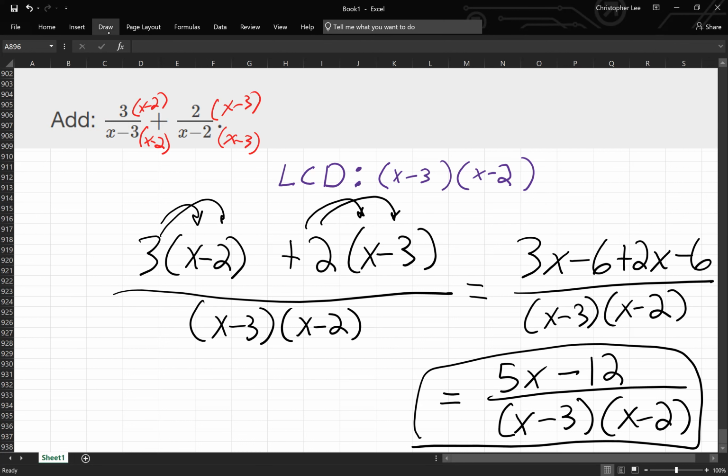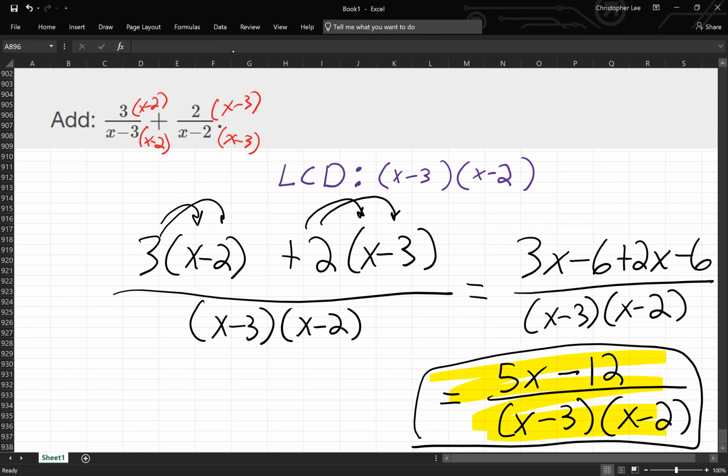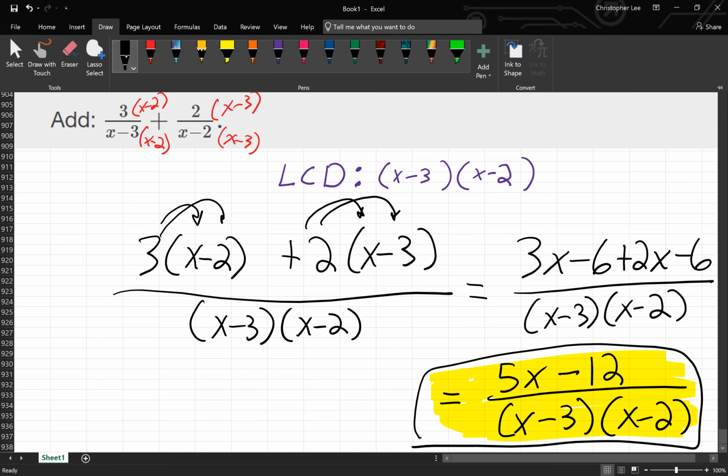Yes, they could ask you about an excluded value. If they ask you about the excluded value, take the x minus 3 and the x minus 2, set that equal to 0. Exactly, right? So that would be our excluded value.